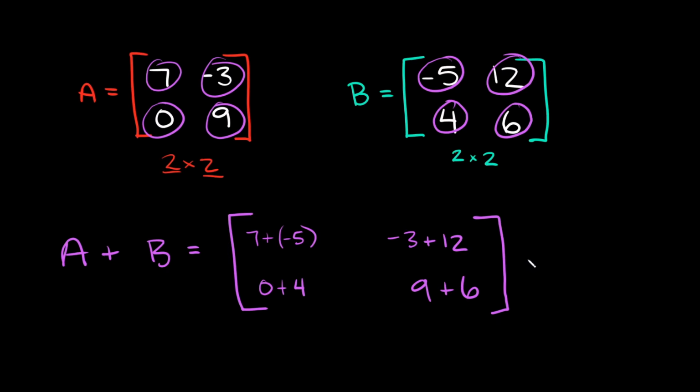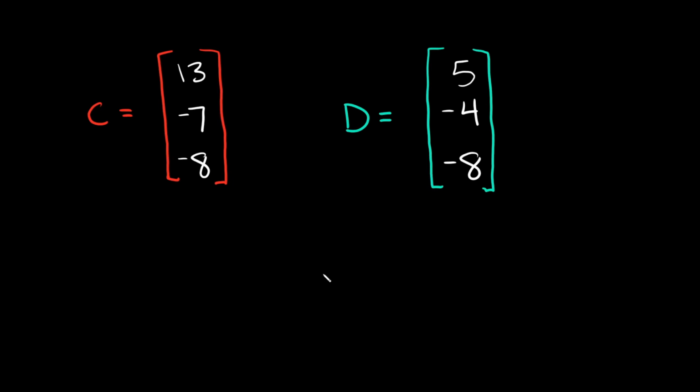Okay, so then if I simplify this, what are we going to have? Well, here we have 7 plus -5, and that's equal to +2. Okay, here -3 plus 12, that's equal to +9. And then here 0 plus 4 is 4. And here 9 plus 6 is 15. Okay, so then that would be your answer for A plus B. Not too bad, right? So let's just do one last example where we're going to subtract.